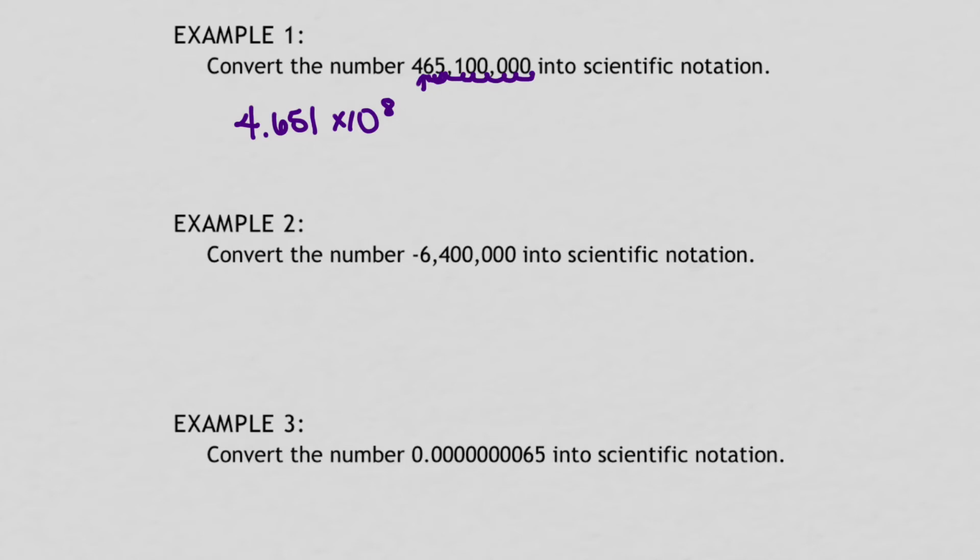For example 2, we've got a negative number, doesn't make much difference. Our decimal will be after the 6. This is negative 6,400,000. So we'll have negative, don't forget your negative, 6.4, and then times 10, and we'll count after where we're placing our decimal. 1, 2, 3, 4, 5, 6. So negative 6.4 times 10 to the 6.